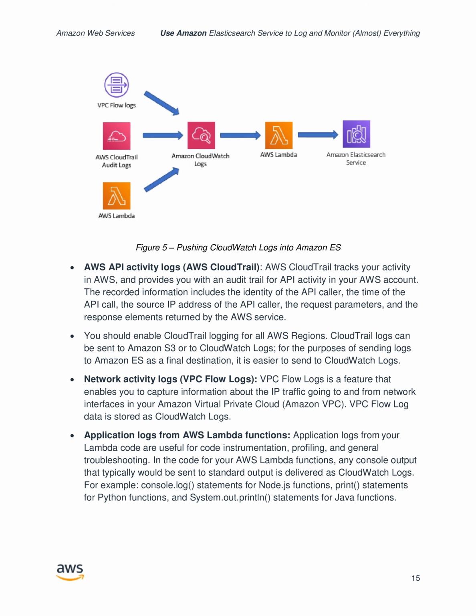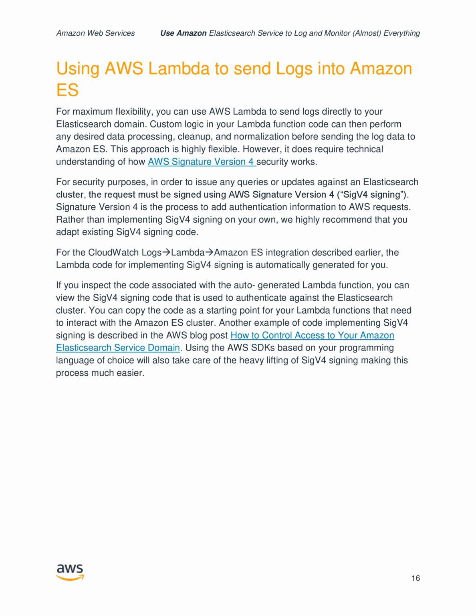Application logs from AWS Lambda functions. Application logs from your Lambda code are useful for code instrumentation, profiling, and general troubleshooting. In the code for your AWS Lambda functions, any console output that typically would be sent to standard output is delivered as CloudWatch logs. For example, console.log statements for Node.js functions, print statements for Python functions, and System.out.println statements for Java functions. For maximum flexibility, you can use AWS Lambda to send logs directly to your Elasticsearch domain.